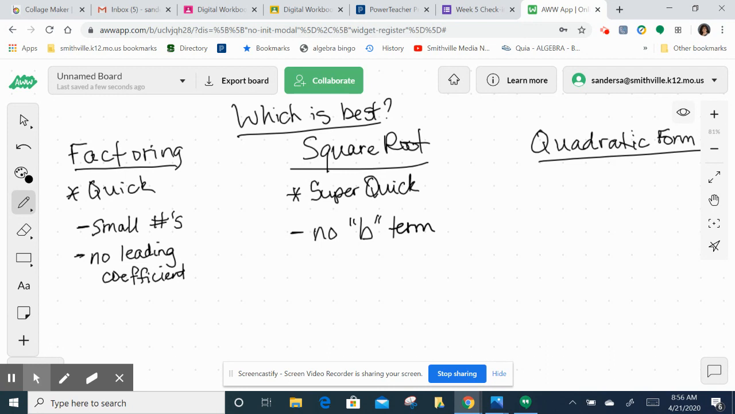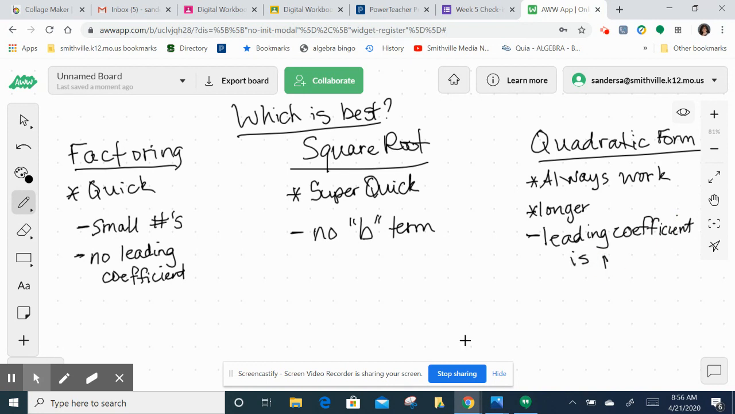And then finally, the quadratic formula. The pro to the quadratic formula is it always works. So if you were going to say, I'm only going to learn one method, quadratic formula would be the one you want to use. The con to the quadratic formula is it's a little bit longer. It takes a little bit more time to use. But I would always use the quadratic formula anytime I have a leading coefficient. If a leading coefficient is present, I just find that I'm probably spending less time using the quadratic formula than I am trying to figure out if it can be factored as we go.